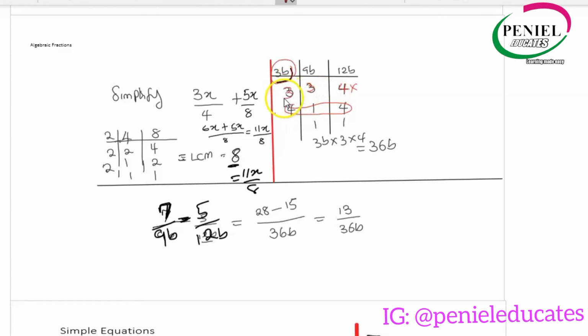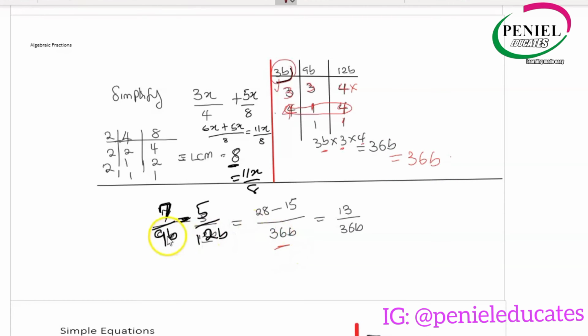You can also use 3; 3 can go here, 1, but 3 doesn't go here. Fine. Then you can use a 4 also to divide this one. So all the factors that are common to the two of them, 3b, multiplied by 3, multiplied by 4, is going to give you 36b. So 36b is your LCM.